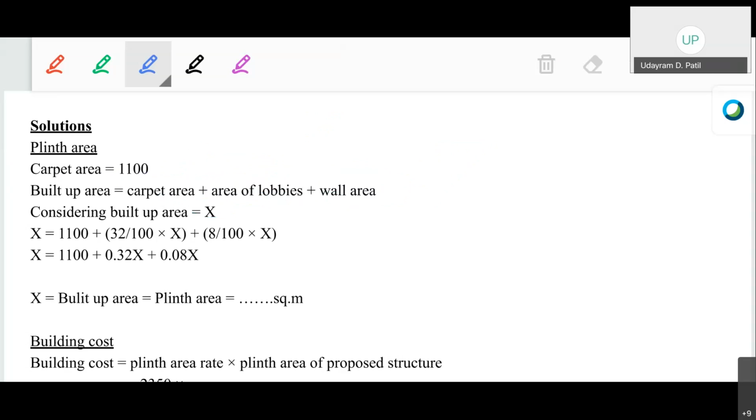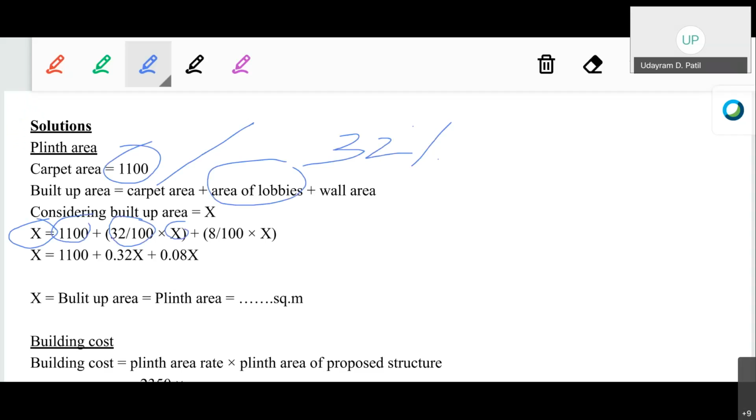So considering the built up area as X, X equals carpet area, that is 1100 square meter, plus 32% of X. Area of the lobbies is 32% of the built up area. Therefore, 32 divided by 100 multiplied by X, plus wall area. Wall area is 8% of the built up area, so 8 divided by 100 multiplied by X.